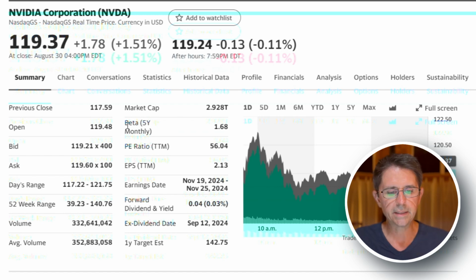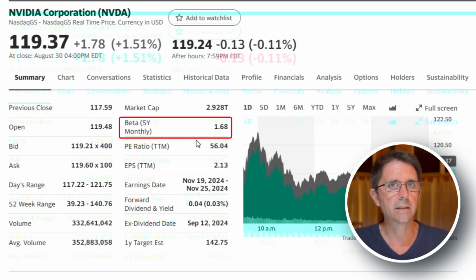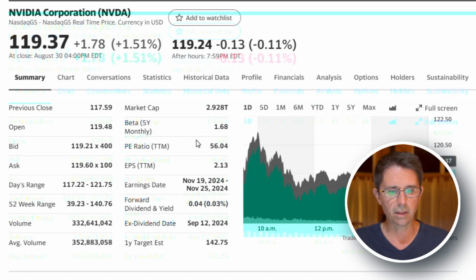Okay. The beta, this is a little bit more sophisticated knowledge. All this really means is how volatile the stock is in relation to the underlying market. So if it's at 1, it moves exactly the same as the NASDAQ in terms of volatility. If it's above 1, as it is here, 1.68, it means NVIDIA stock is a little bit more volatile than the NASDAQ stock exchange is. And if it was below 1, it would mean it's less volatile. Okay, but I wouldn't worry too much about that.